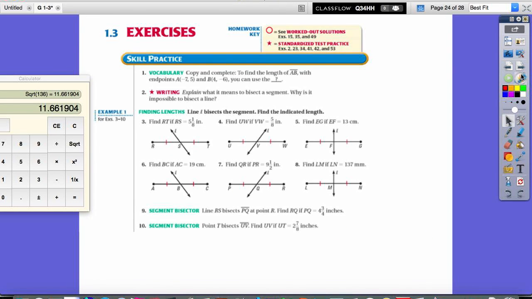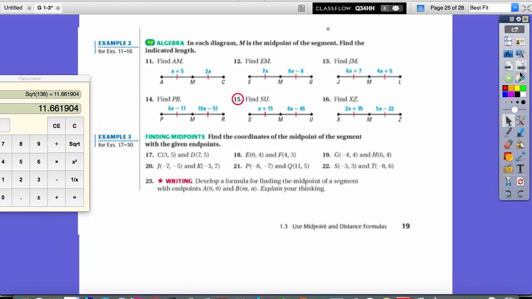And then here are the problems for your homework.